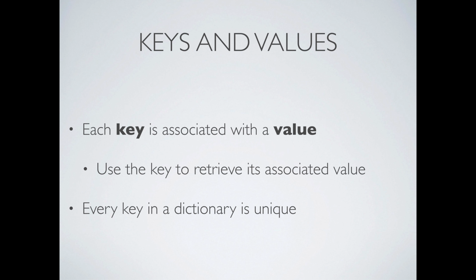Alright, keys and values. So again, every key is going to be associated with a value. The way it works is you use the key to get the value. So the sort of use case for dictionaries is you already know what the key is, and you use the key to look up the information. You look up the value. Every key in a dictionary is unique. Now that is sort of necessary because you use the key to look up values.